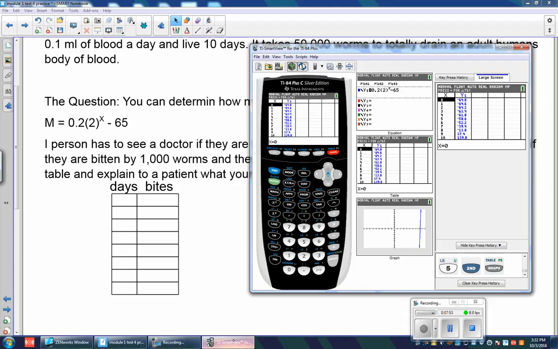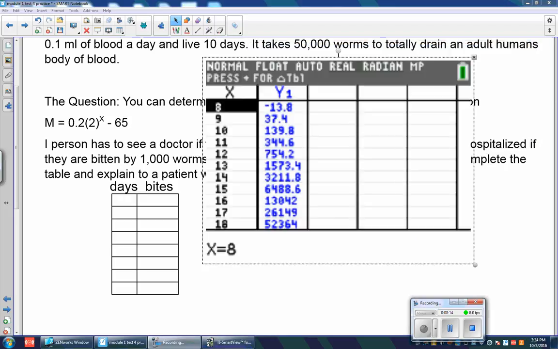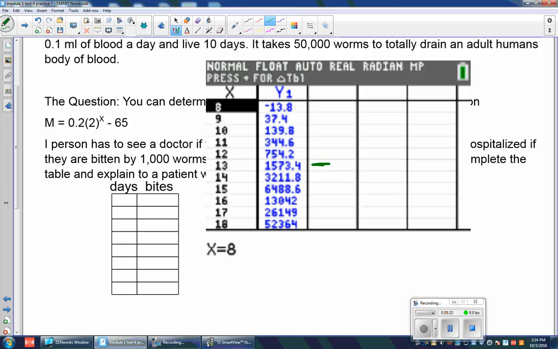So I go back to my calculator and I hit the down arrow until in the y column I can see 5,000. It's not going to come out exactly to 5,000. And here's the table. Now, I reread the question just to make sure. It said 5,000. So here I have 1,500, and here I have 3,000, and here I have 6,488. So it has to be between 14 and 15. So I copy that down.